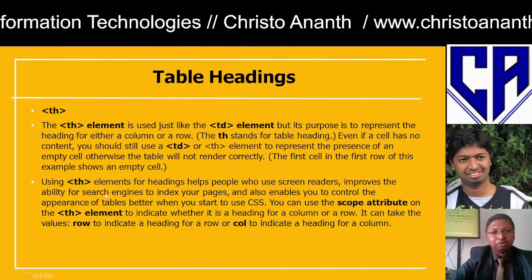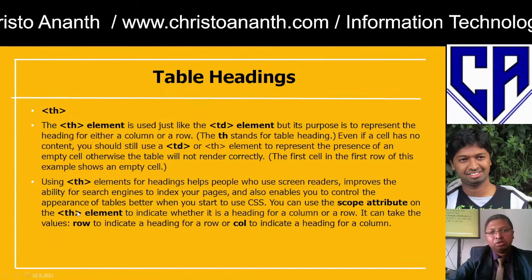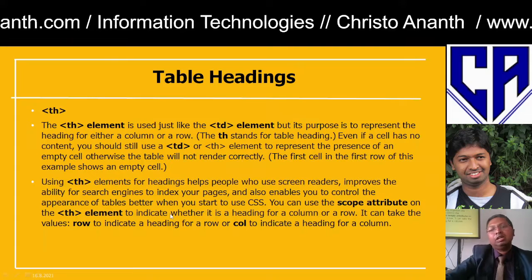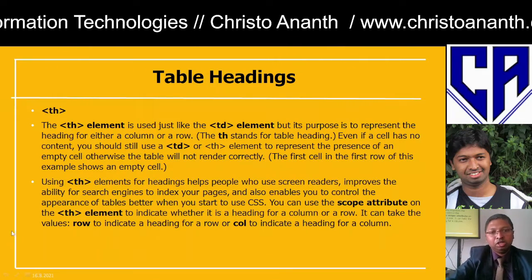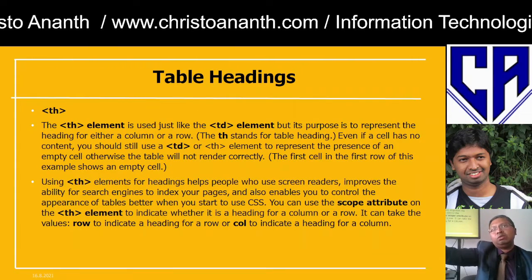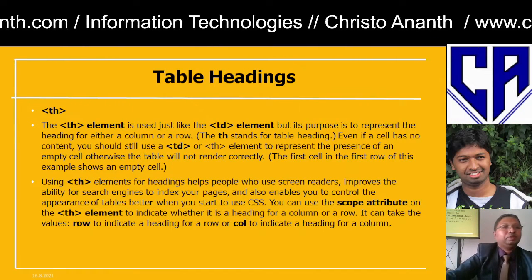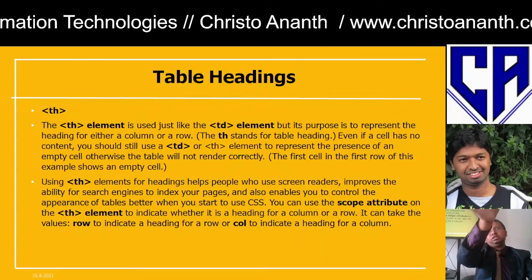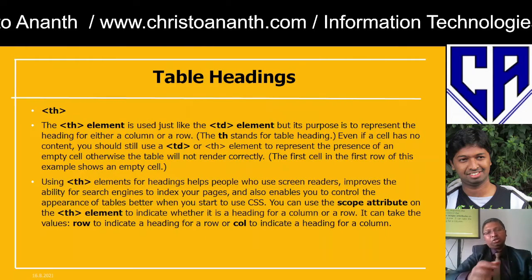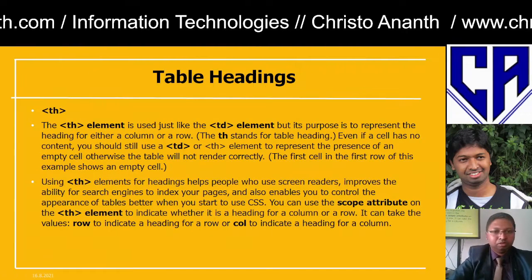So we'll see an example. Also with the case of th, you tend to use the scope attribute. Within the th element you use the scope attribute to indicate that it is the heading for the particular column or maybe for the particular row. You can take the values, for example, row, to indicate the heading for a row, or col, which is the heading for that particular column. For example, if you have name of the student and age of the student, name is the heading, age is the heading. For a row you use row, and for a column you use col.